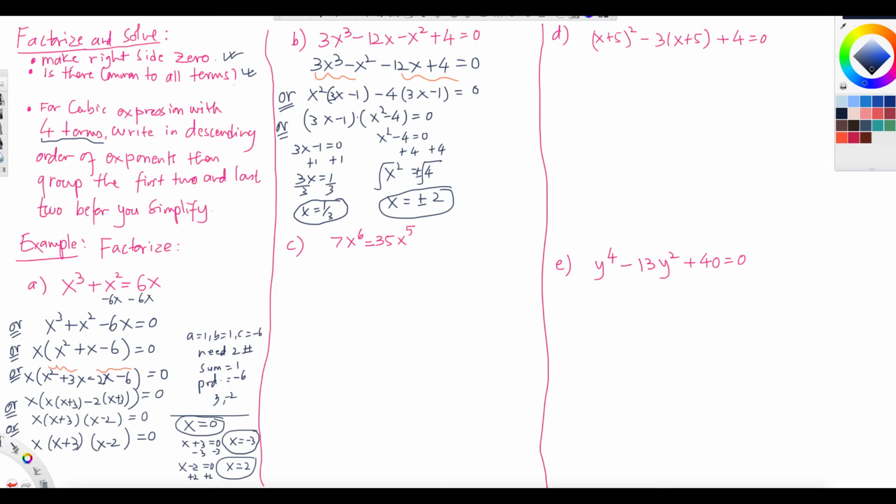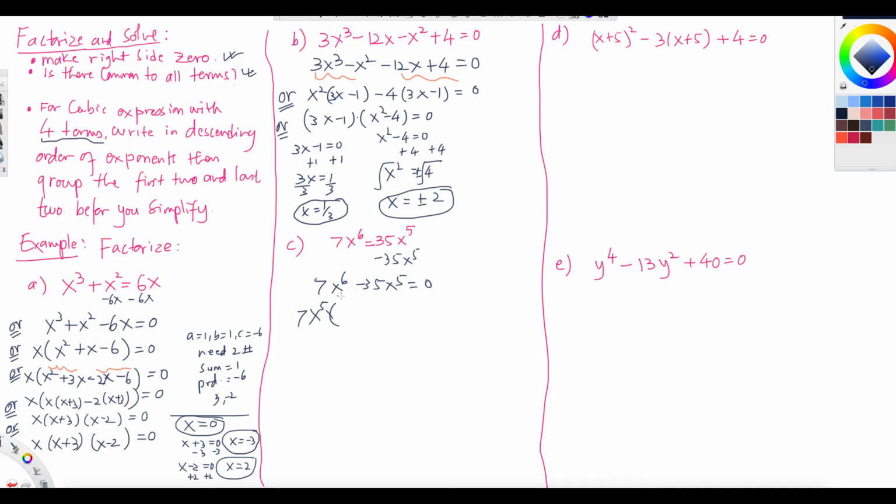That's what you get. Okay, let's do number C. It has big exponents: 7x to the 6 equals 35x to the 5. So again, follow the rules. Make the right side 0. You need to subtract 35x to the 5. You get 7x to the 6 minus 35x to the 5 equals 0. And the second point is, is there anything common? Yes, 7 is common. x to the 5 is also common. 7x to the 5.